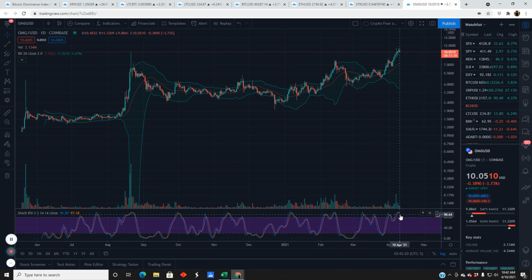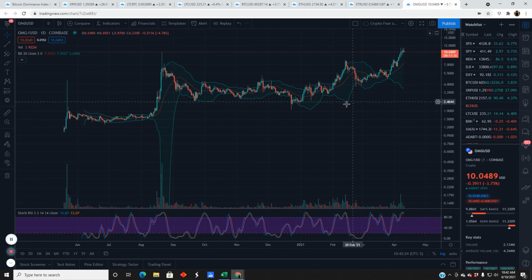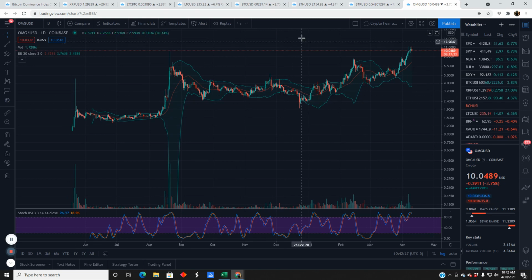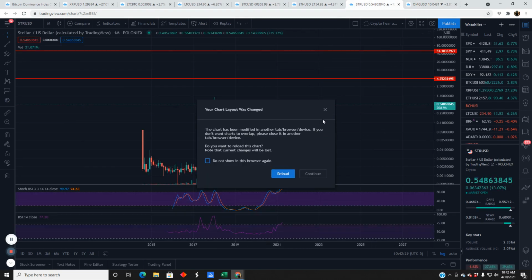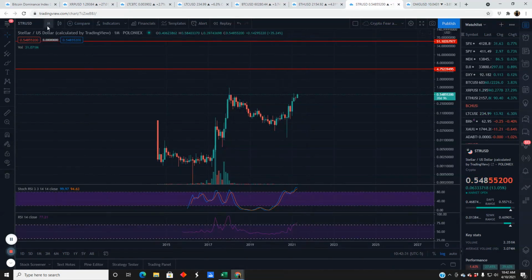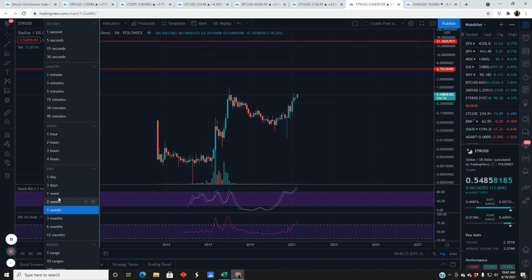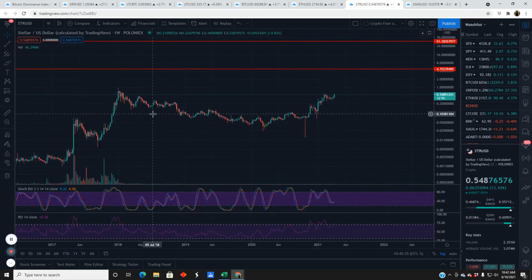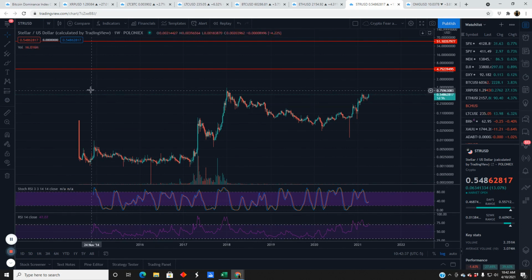Yeah, I think we might just go down a little bit and then back up. Let's see. But that's on OMG, for example. Let's try to look at Stellar. You can do it on the weeklies too, but I prefer to use them on the daily, just because you can catch those moves sooner. It works on the 4 hour.